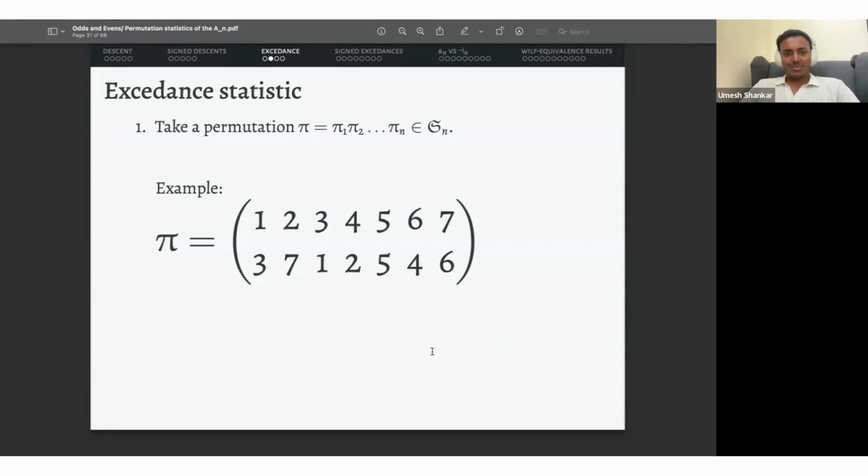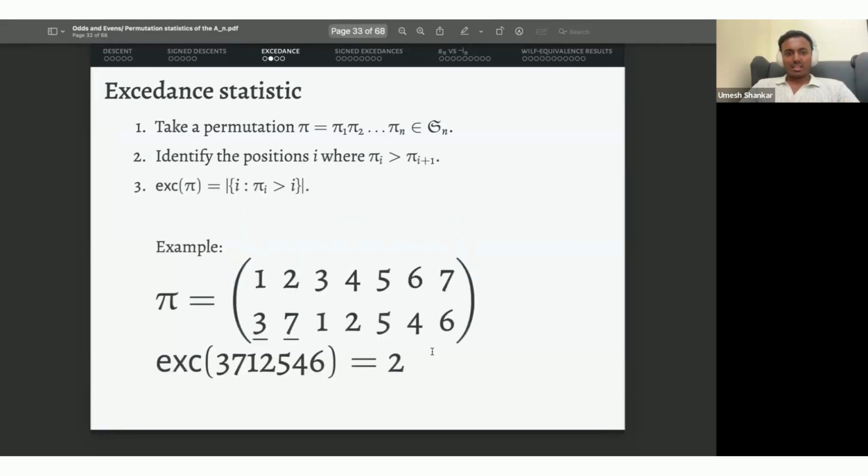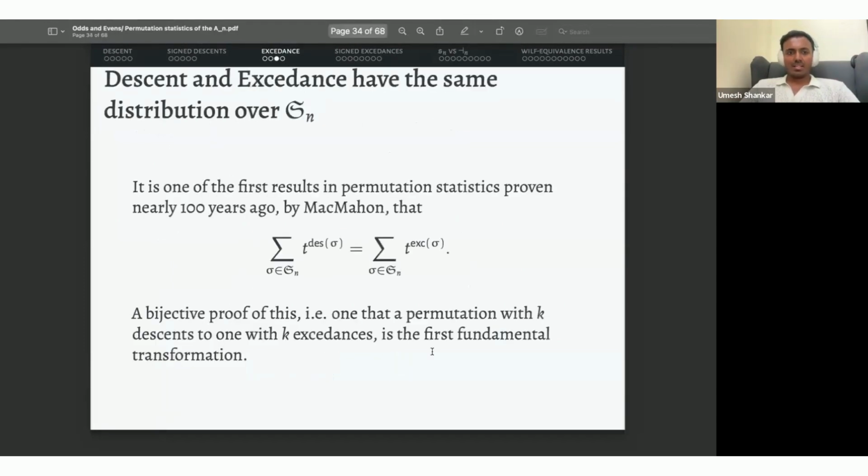Thank you, sir. So for calculating exceedance, we will write the permutation in the two-line notation. Identify the positions i where pi of i is strictly greater than i. And these are the ones that are underlined. 3 is strictly greater than 1, 7 is strictly greater than 2. The number of exceedances is 2. So this is the exceedance statistic.